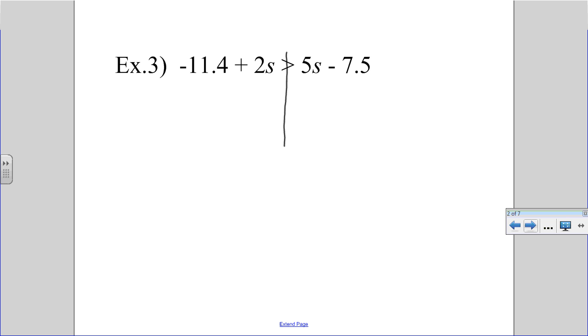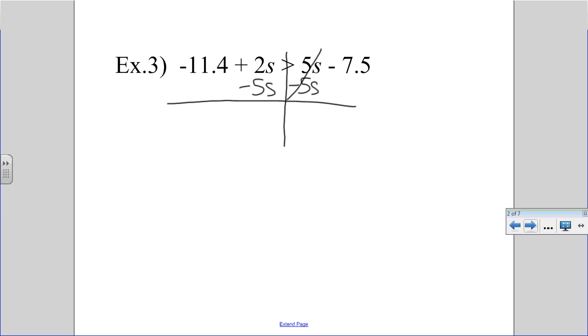There's no distributing to do, so my goal is to get S on one side, the variable on the other. But this time, guys, I'm really kind of picky about where I move my variable. I want S on this left-hand side every time because I want my variable to be on the left so that I can shade a little more easily. So I am going to subtract the 5S from each side. I want my variable on this left-hand side.